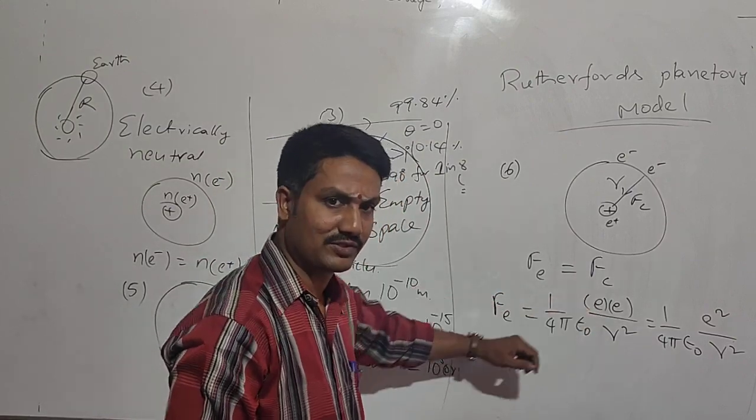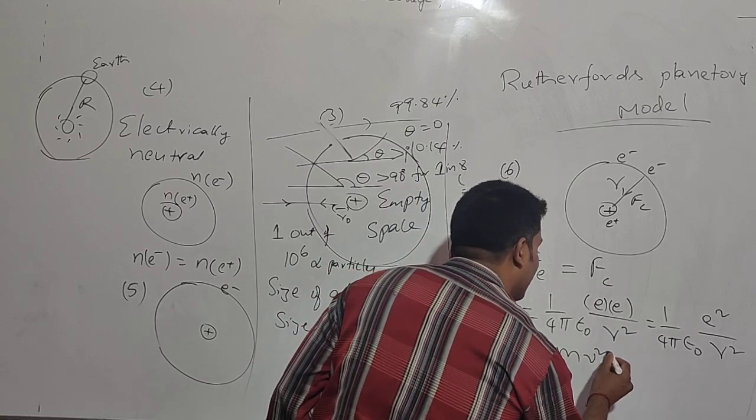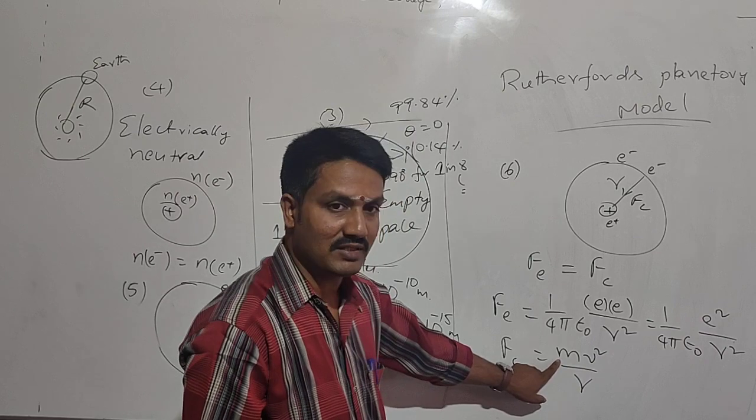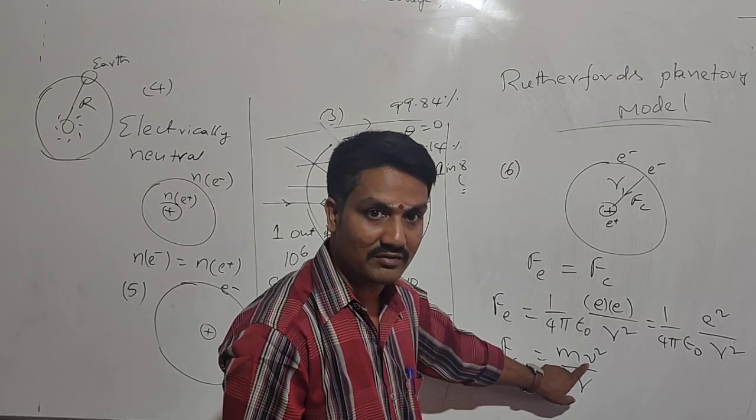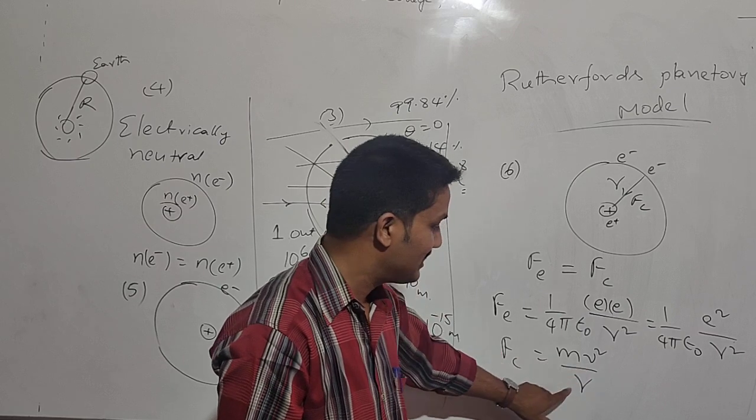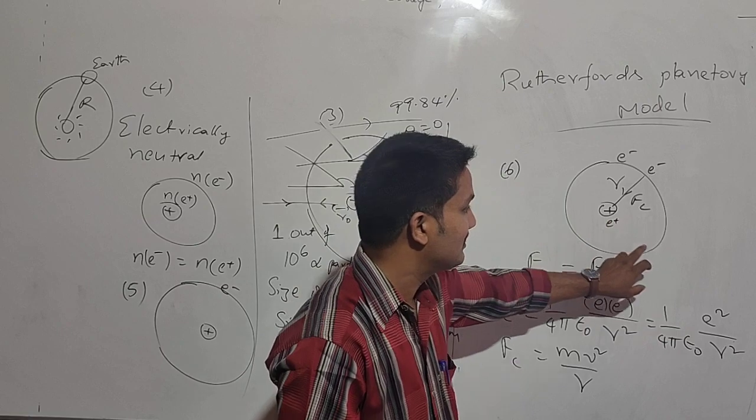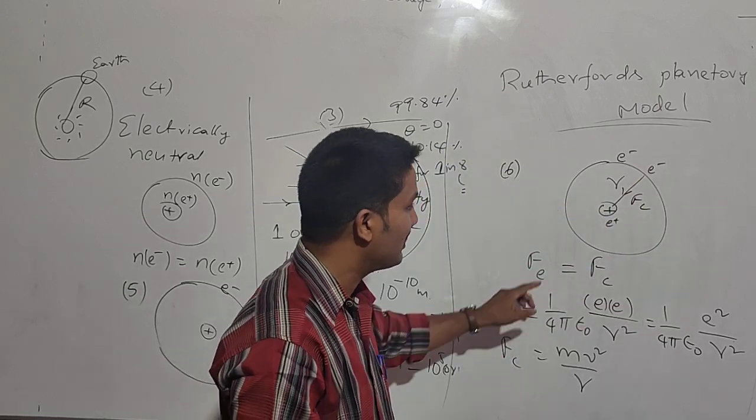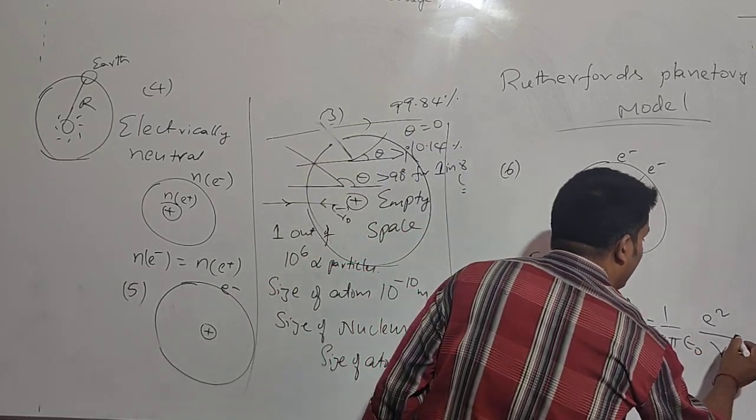Similarly, the centripetal force Fc is equal to mv square by r, where m is the mass of the electron, v is the velocity of the rotating electron around the nucleus, and small r is the distance between the nucleus and the electron revolving in the atom.